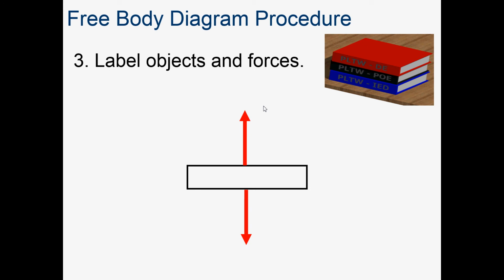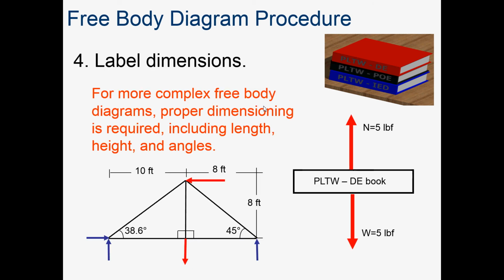So once we've drawn the object and the arrows, we're going to go ahead and label them. If we know the amount of the force, we'll go ahead and put that on there now. If we have something that's a little bit more detailed, a little bit more complex, we also want to put dimensions in. And you see that here, this is a truss, some triangles, and we've put dimensions on both the angles and the measurements here.